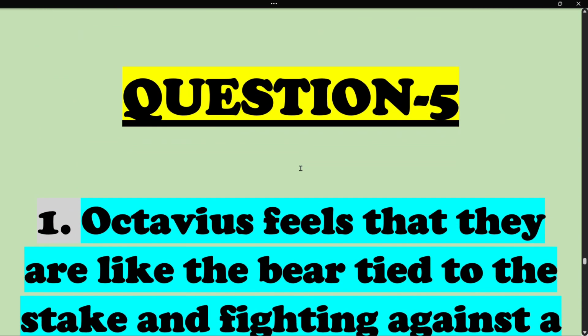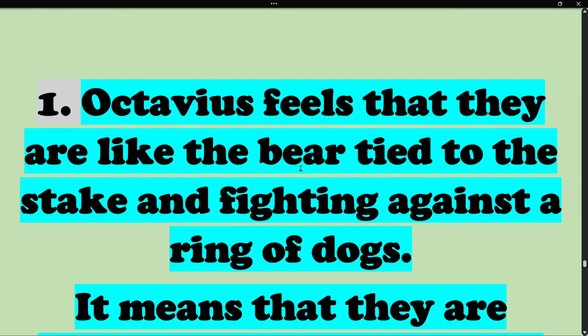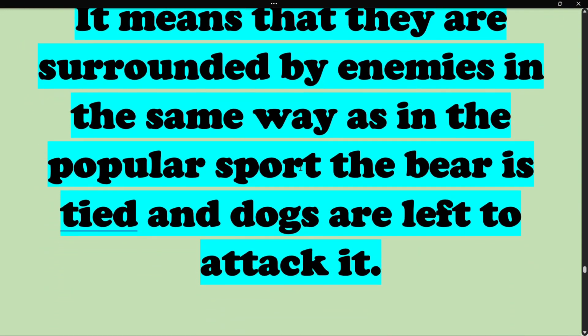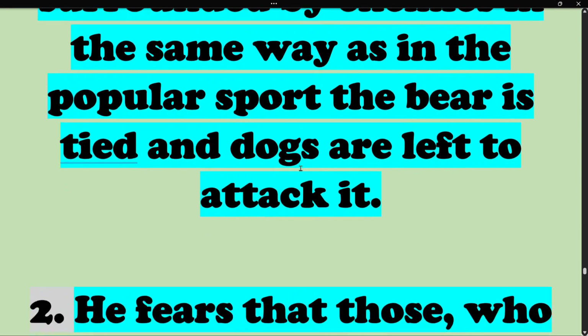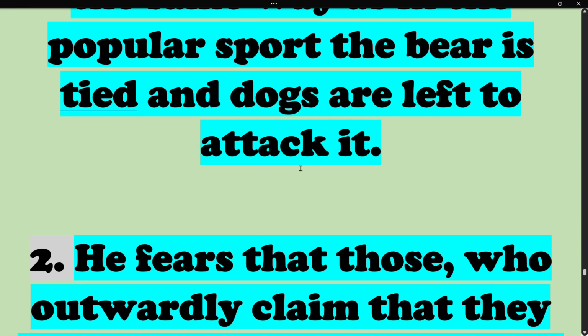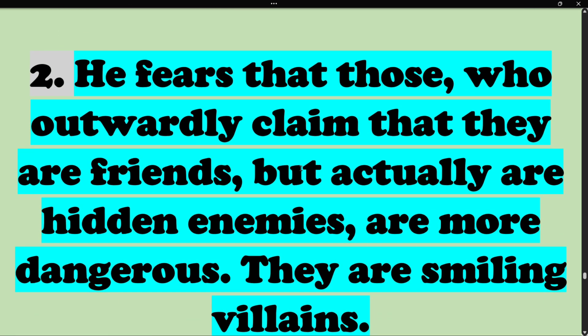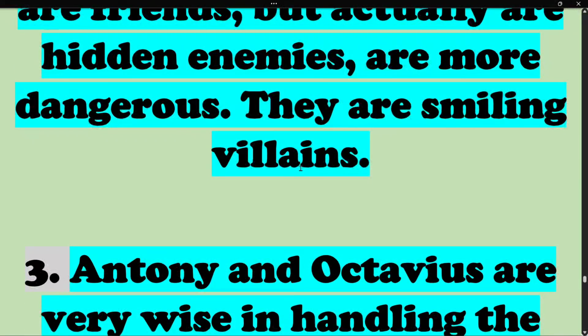Now, question five. First, Octavius feels that they are like the bear tied to the stake and fighting against a ring of dogs. It means that they are surrounded by enemies in the same way as in the popular sport. The bear is tied and dogs are left to attack it. Now, second one. He fears that those who outwardly claim that they are friends but actually are hidden enemies are more dangerous. They are smiling villains.